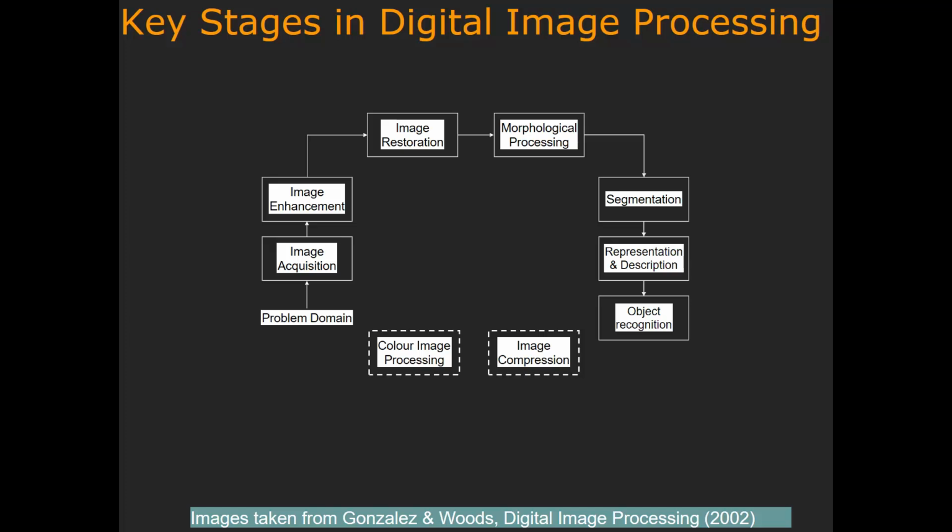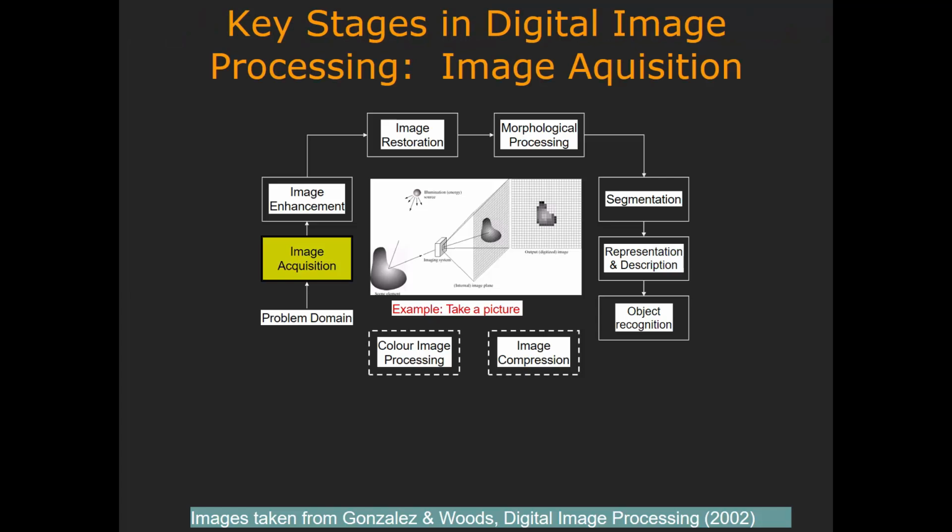So first we are going to acquire an image. In image acquisition, we acquire the images with the help of cameras. This is the first process. Light is illuminated on the object and the reflected light is captured by the camera.